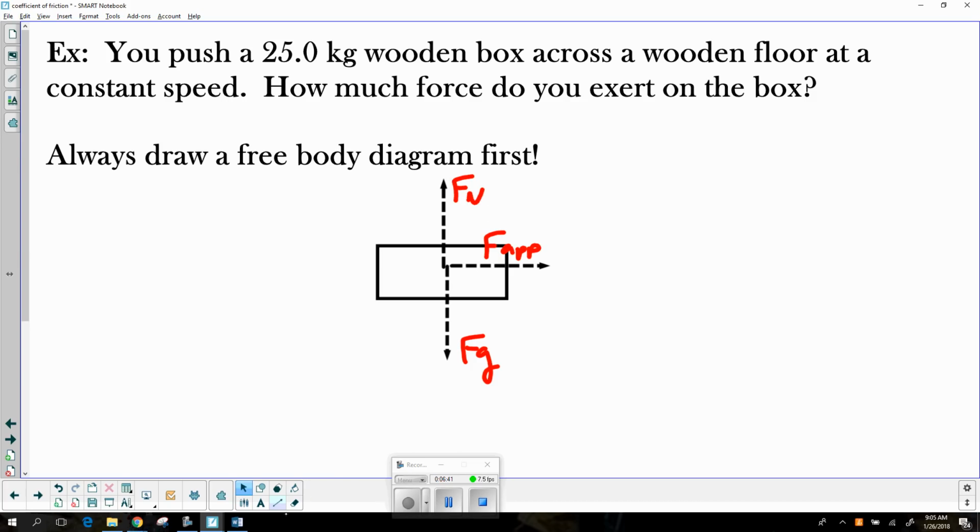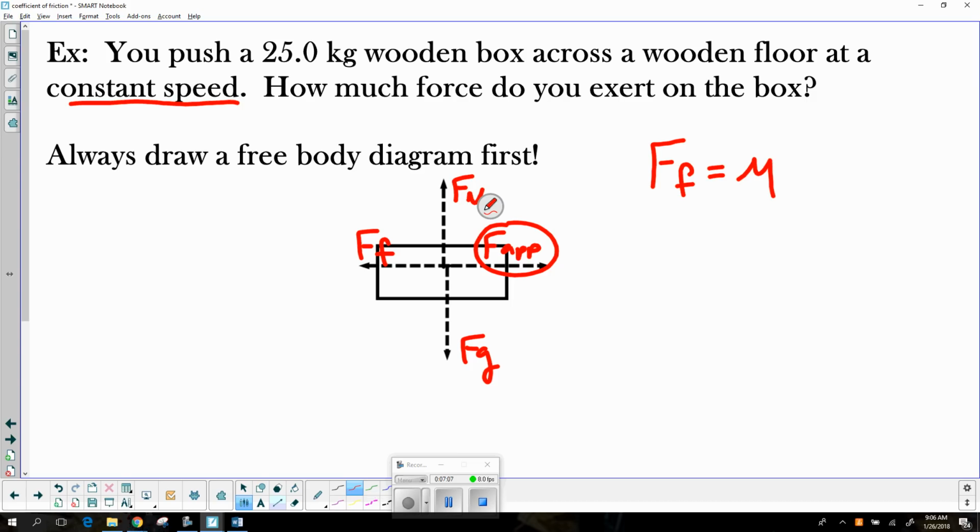And I'm going to have a frictional force that is equal but opposite to the applied force because the object is going to have a constant velocity or a constant speed. So I want to know what my force applied has to be. So I know that frictional force, in this case, is going to be mu sub k times the normal force.